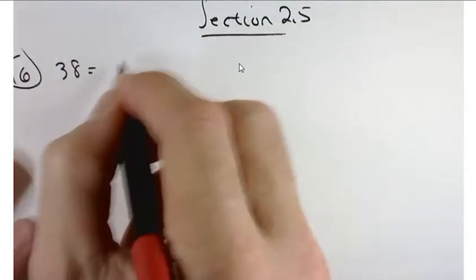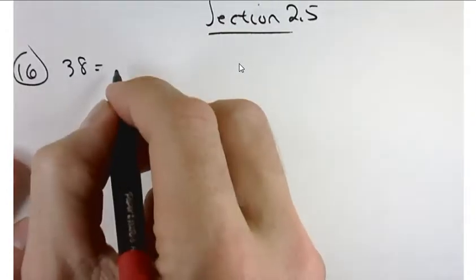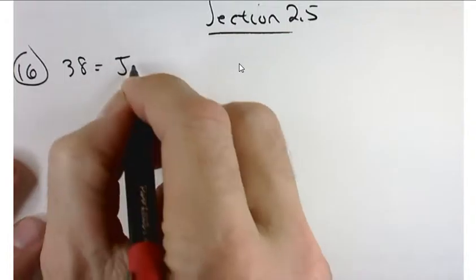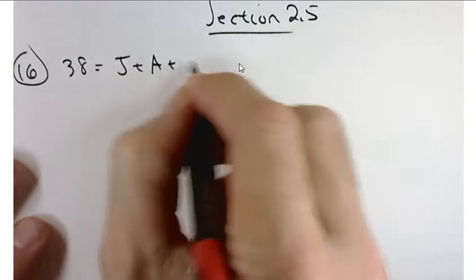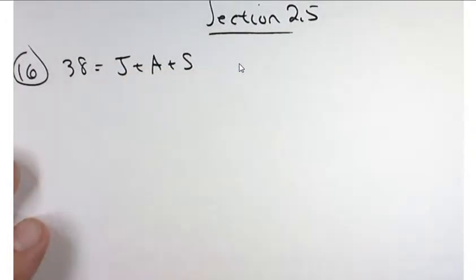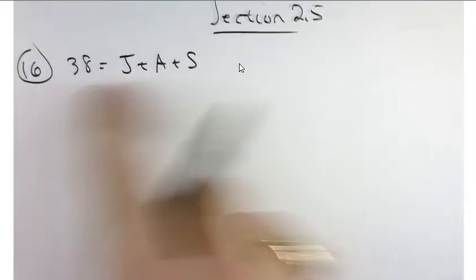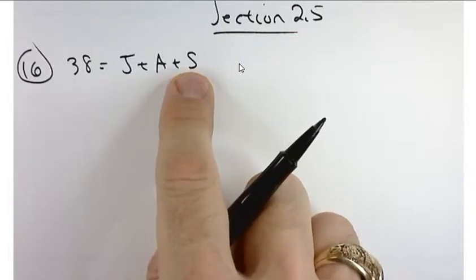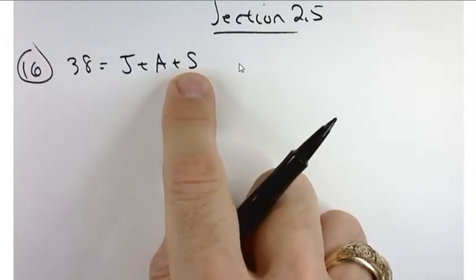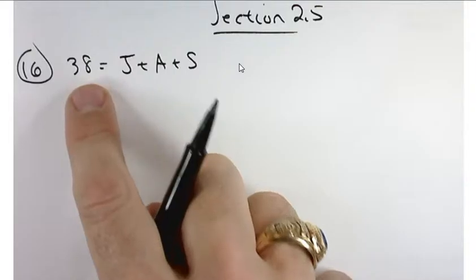38 equals the amount of time they spend in Japan plus the amount of time they spend in Australia plus the amount of time they spend in Sweden. So J plus A plus S. Are we okay with this much? Does it make sense where we got that? That's where the total of 38 weeks comes from.